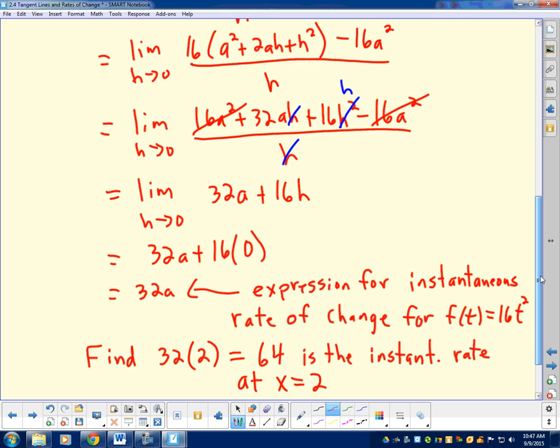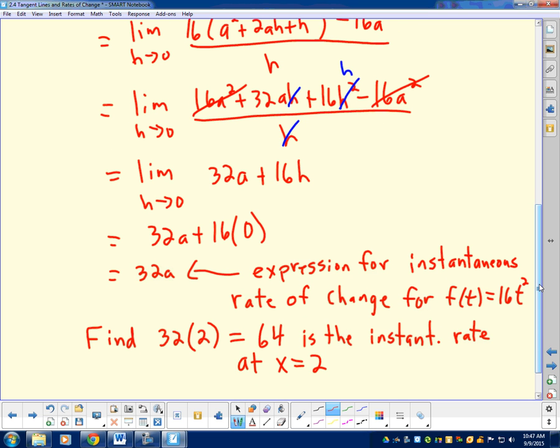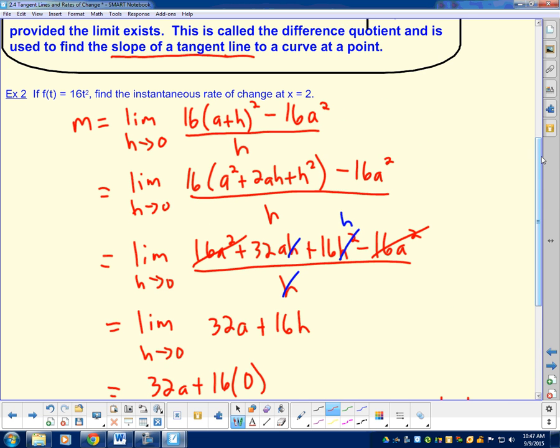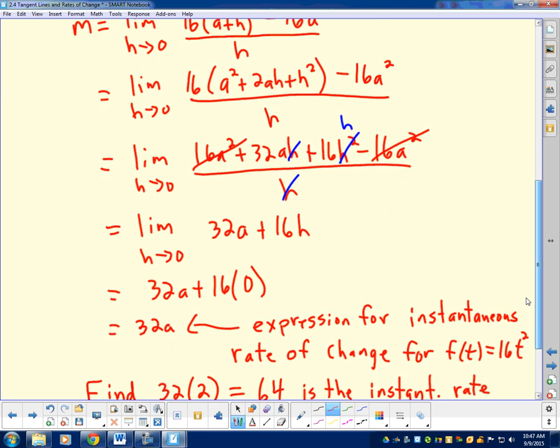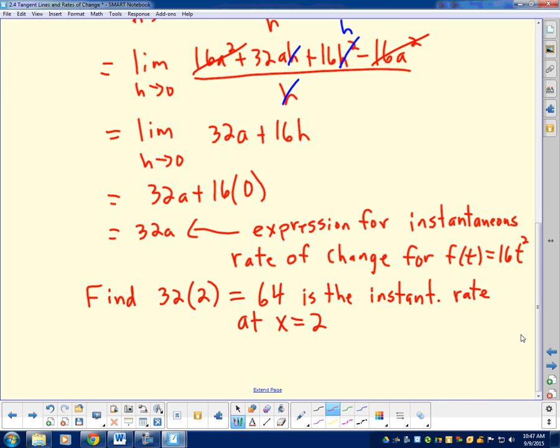So there are a couple different ways you could approach this. I don't have you do both in the book. I did it in such a way that it's a generic instantaneous rate of change that will work for any function. But if you want a particular value of a, what you could have done is replace a with 2 up here at the beginning, putting a 2 here and a 2 here, and then at the end, you would have had your instantaneous rate of change of 64.